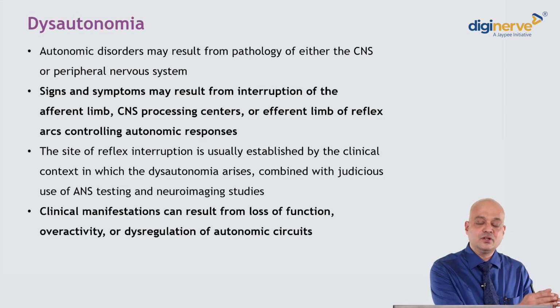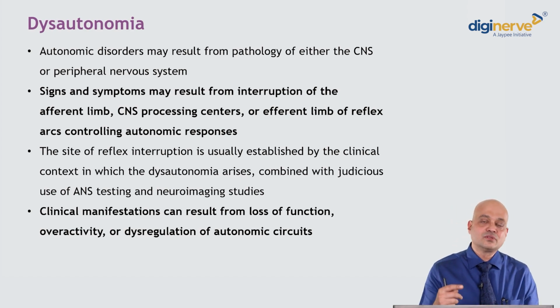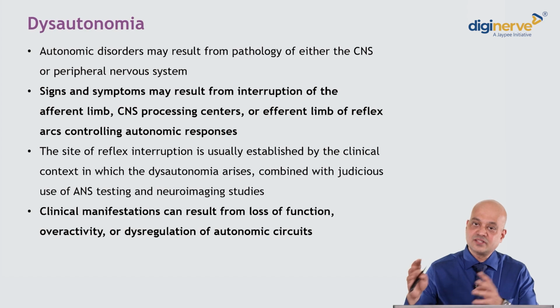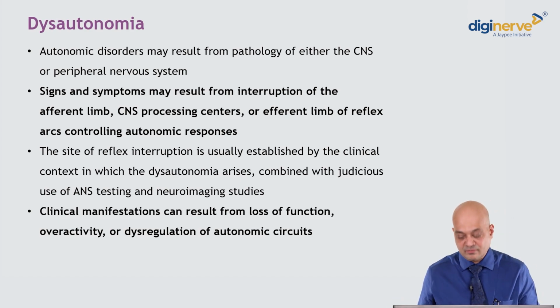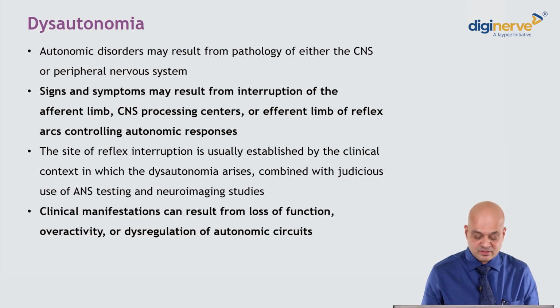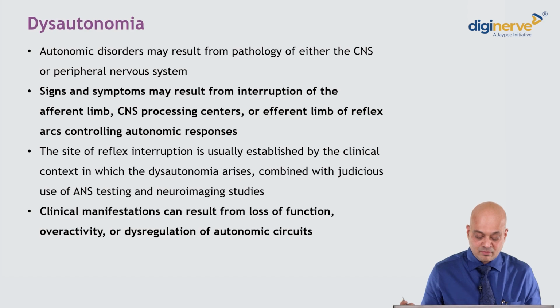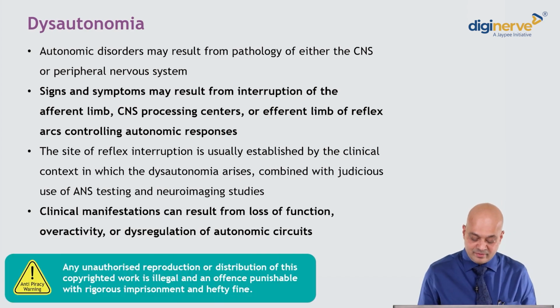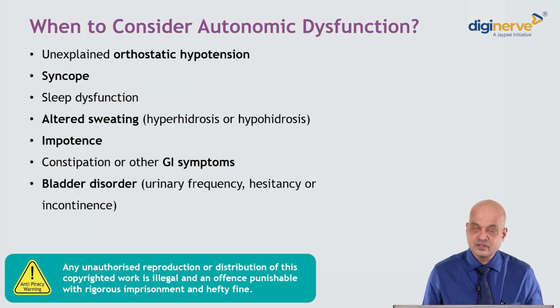So far we studied the physiological aspect of the entire autonomic nervous system. What is dysautonomia, where the entire process becomes dysregulated? Dysautonomic disorders may result from pathology either in the central nervous system or the peripheral nervous system. Signs and symptoms result from interruptions of the afferent limb, the CNS processing centers, or the efferent limb of reflexes controlling the autonomic responses. The site of reflex interruption is usually established by the clinical context from where the autonomic dysfunction arises, combined with judicious use of ANS testing and neuroimaging. Clinical manifestations can arise from loss of function, overactivity, and dysregulation of the autonomic centers.